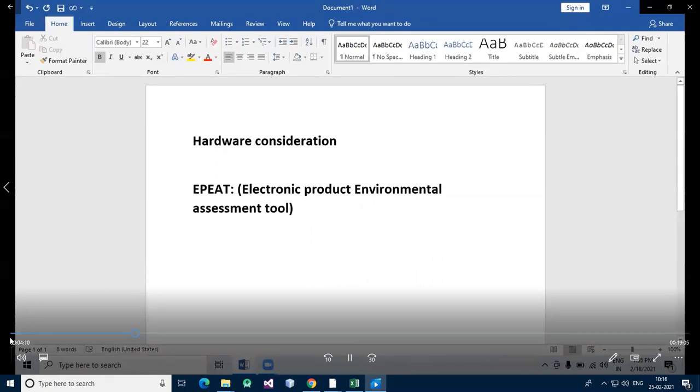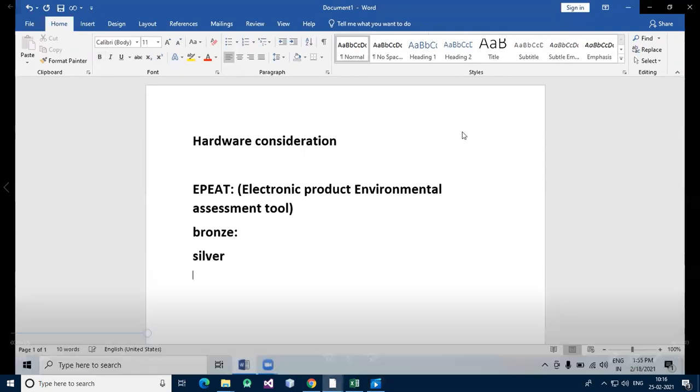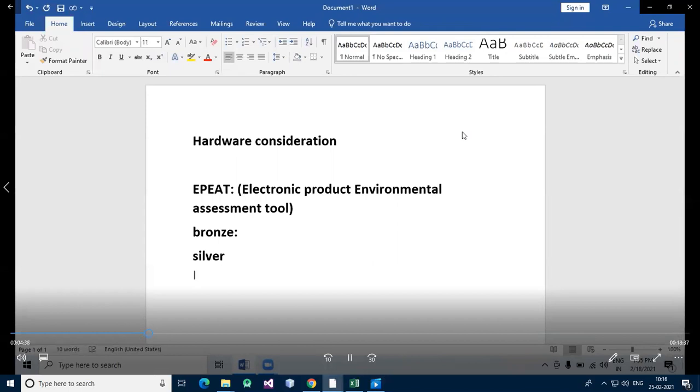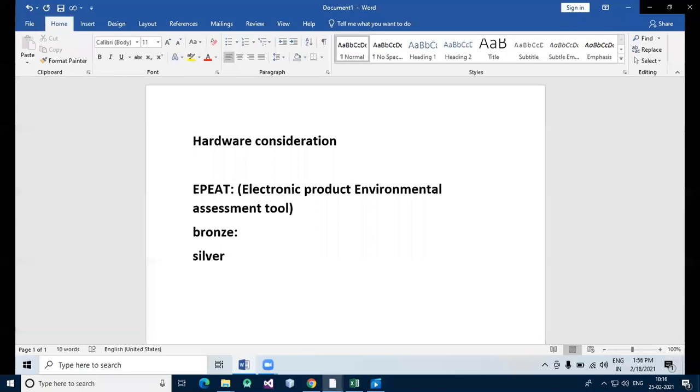So here are the certification levels. Bronze: the product meets all required criteria. If the product meets all the required criteria, it will get the bronze certification level. Then silver: the product meets all required criteria plus at least 50% of the optional criteria that apply to the product type being registered. Means optional criteria should also be met along with the required criteria, then you get silver certification. And what about gold here?